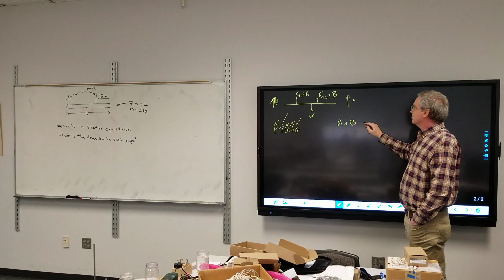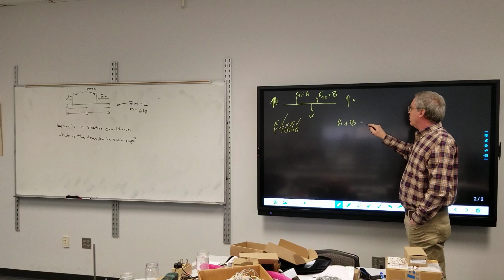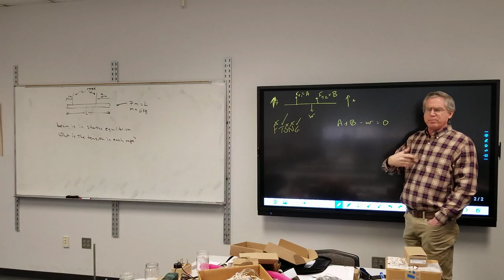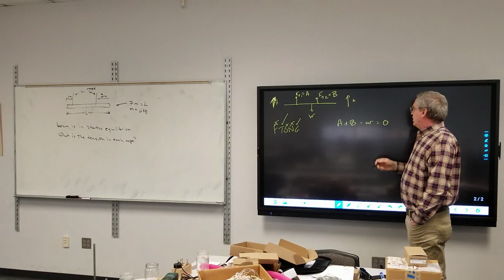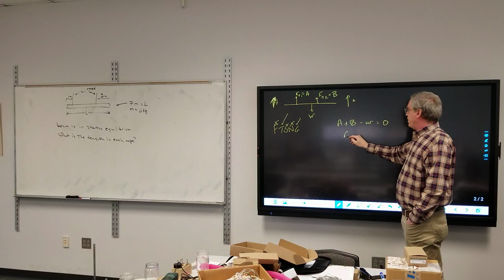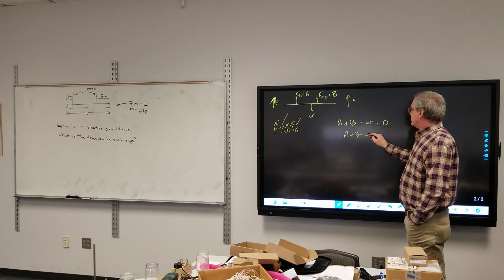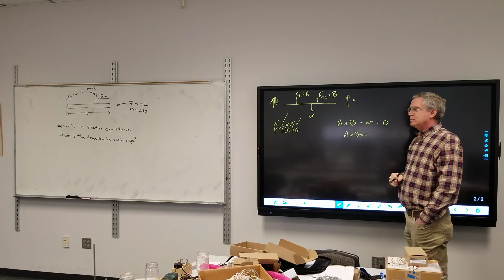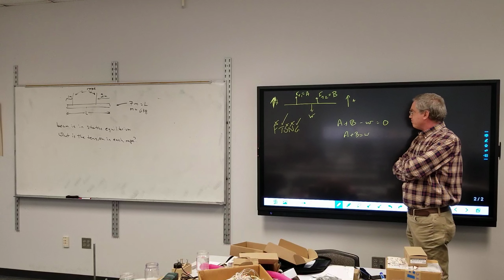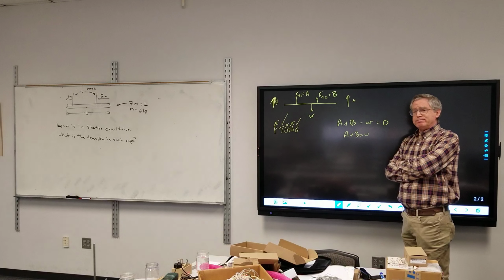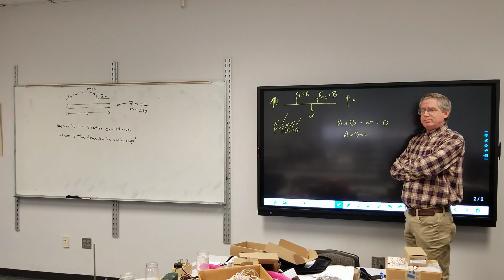Minus W equals 0, just for the process. Okay, from that we get A plus B minus W equals 0, as Jack said. What equation, two unknowns? What's the other equation?